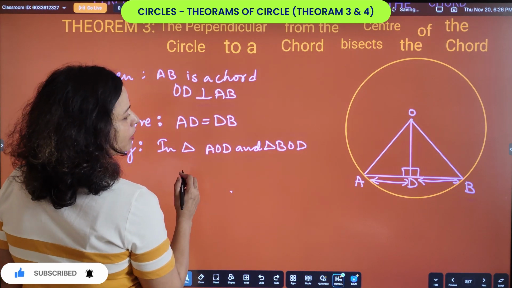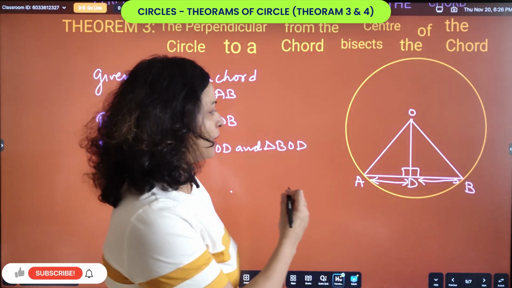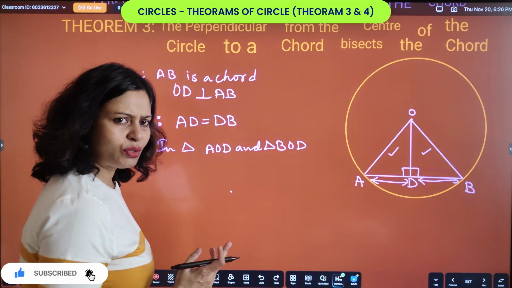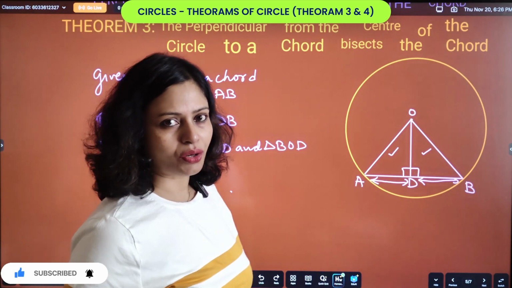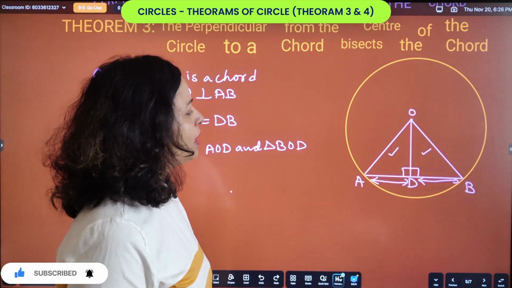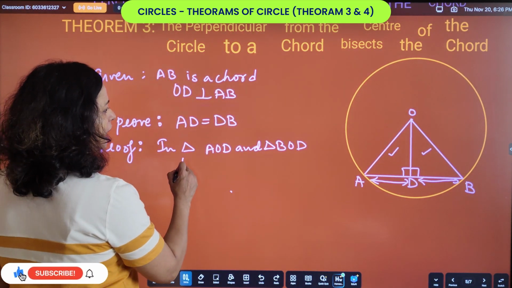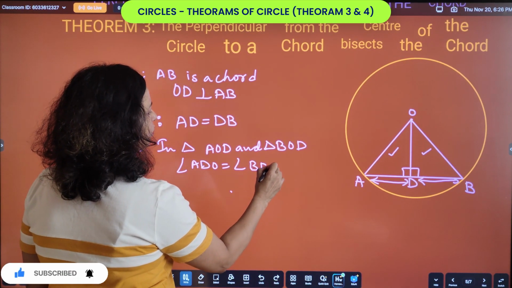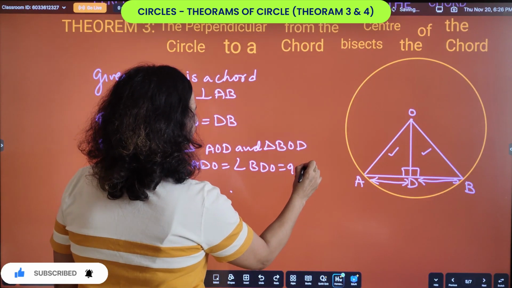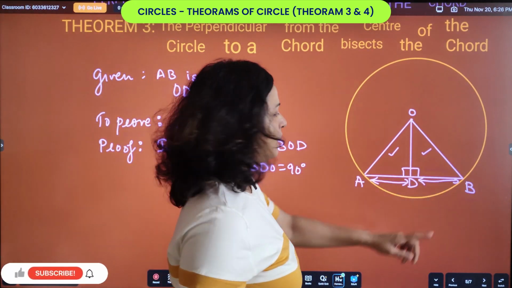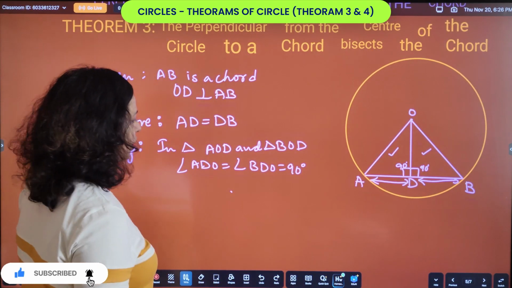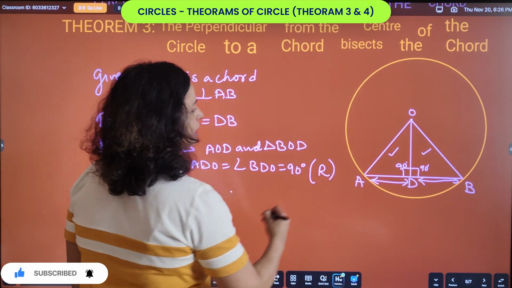What do we see here? One thing we see is a right angle triangle. This is a right angle triangle, and this is also a right angle triangle. So let's try to use RHS congruency. Right angle: we have angle ADO equal to angle BDO. Both are 90 degrees because it is given that OD is perpendicular to AB. So this becomes our right angle.